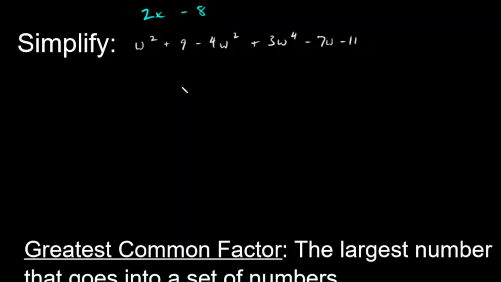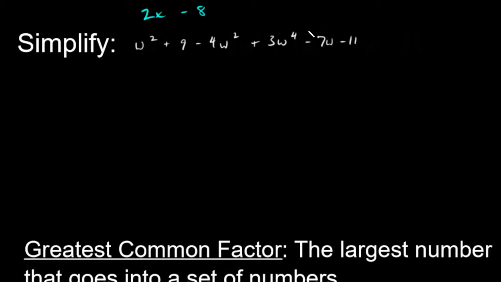Those are w's, by the way. That's w squared plus 9 minus 4w squared plus 3w to the fourth minus 7w minus 11. Well, something I will say is that squareds can only combine with other squareds, right? W squared and negative 4w squared can combine, but w squared and this plus 3w to the fourth, those cannot combine. Those are not what we call like terms.